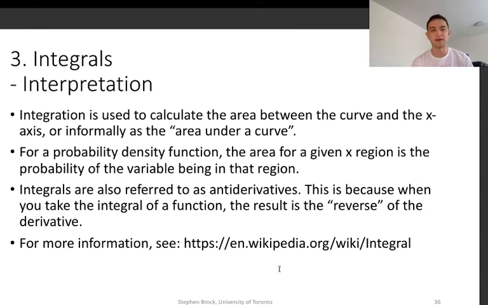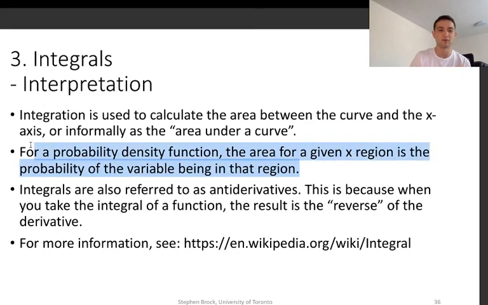All right, so I've been emphasizing since the beginning of this review session that the interpretation of limits, derivatives, and integrals is very important. So in terms of integrals, integration is used to calculate the area between the curve or the function and the x-axis, or informally, area under the curve. That's usually how people refer to integrals. So for a probability density function, the area for a given x region is the probability of the variable being in that region. This is key, and this is why integration helps us compute these probability values.